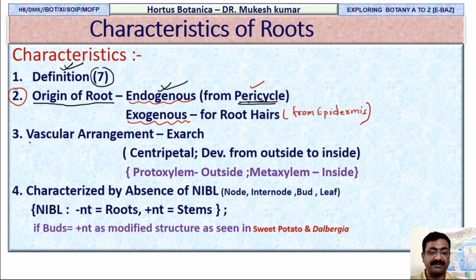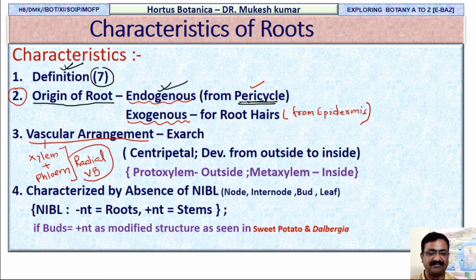Now talking about the vascular arrangement. Vascular means we have to talk about xylem and phloem. These are the vascular tissues. So how are the xylem and phloem present? In root, you will find the xylem and phloem are present in a radial vascular bundle. You will go into detail during anatomy, but for now, just know their arrangement is radial.